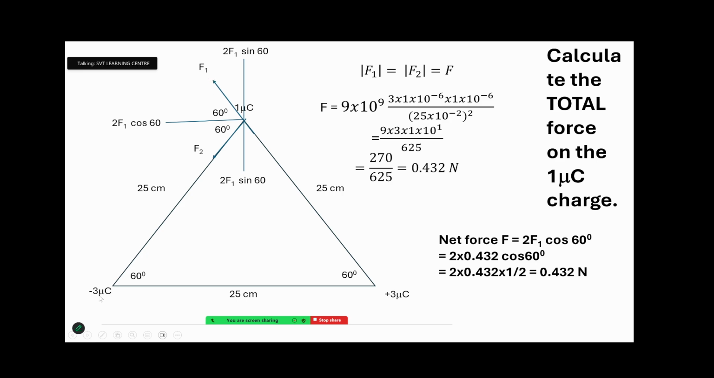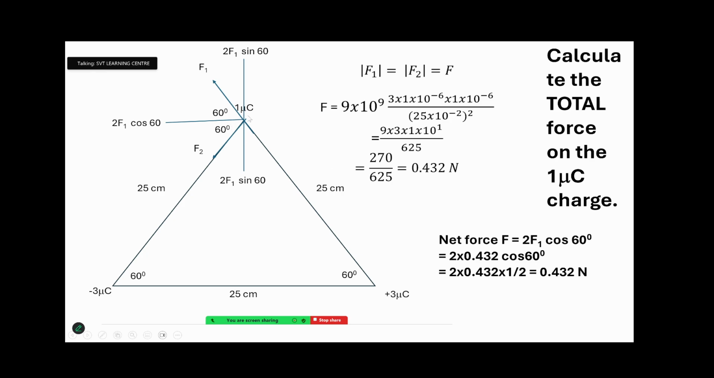As far as the minus 3 microcoulomb charge is concerned, the force between the two will be attractive and it will try to pull the 1 microcoulomb towards it along the line joining the two. As far as their magnitude is concerned, F1 and F2 are the same. It is equal to F. Key in the values and it comes out to be 0.32 Newton.